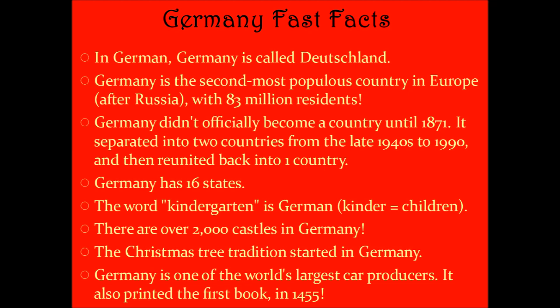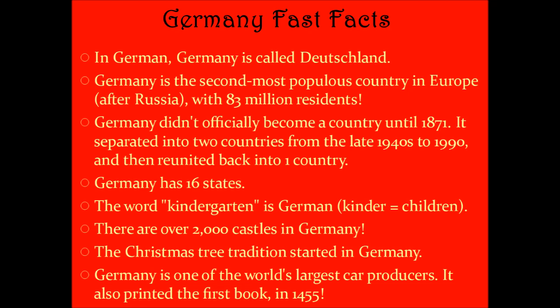Germany didn't officially become a country until 1871. It was a bunch of different small nation states that decided to come together. It also separated back into 2 separate countries for a time. From the late 1940s, after World War II, they separated into West Germany and East Germany, and then it didn't reunite back into one country until 1990. So there's this wall put up in Berlin, and the wall fell down. Well, it got taken down by humans in 1989, and then Germany officially became one country again in 1990.